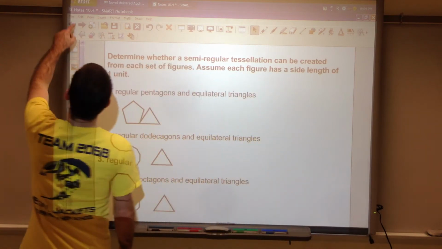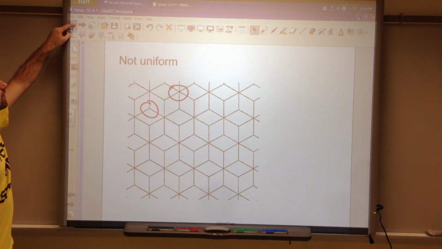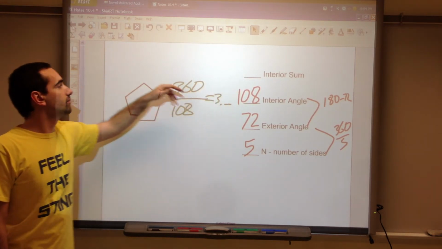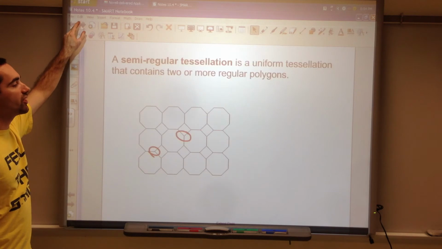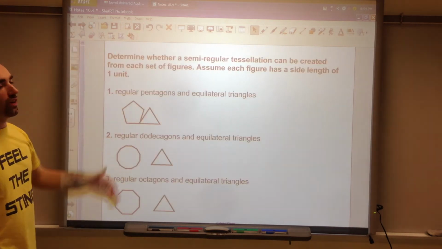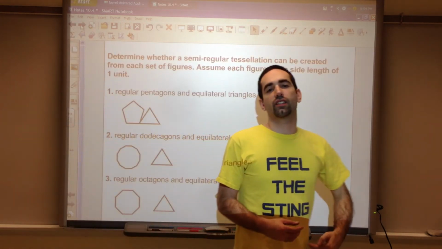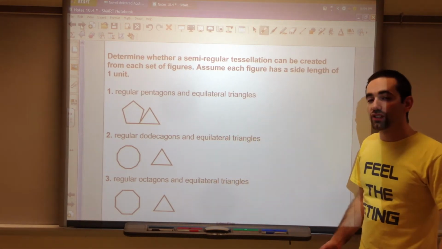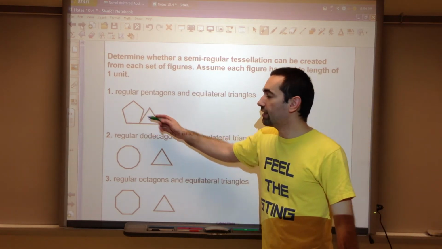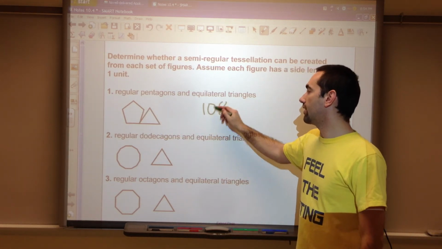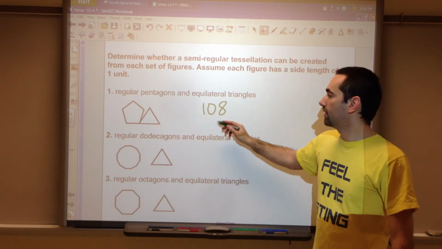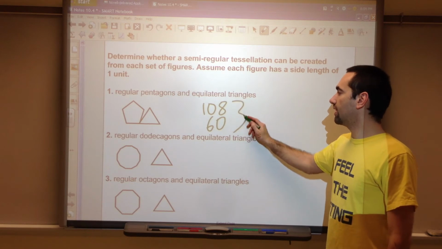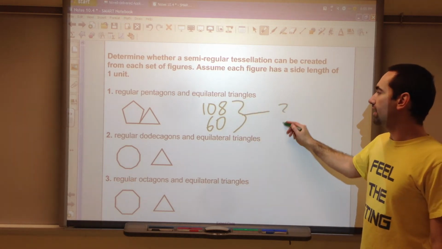it's actually look at the interior angles. So just like I did back here, I'm looking at the interior angles. Because each vertex on a tessellation, on a semi-regular tessellation, has to add up to 360. So on a pentagon, its interior angle is 108. On a triangle, each interior angle is 60. Is it possible to take some combination of this and get to 360?